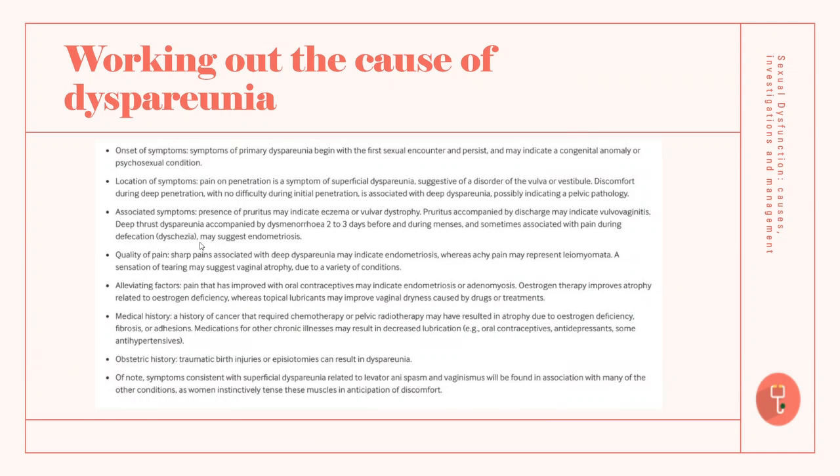It's also really good if you're thinking of something like endometriosis to get a full menstrual history from them. So when did they start their periods? Have they always been heavy? Have they always had really bad pain? And again, that can really help guide you towards or away from something like endometriosis.